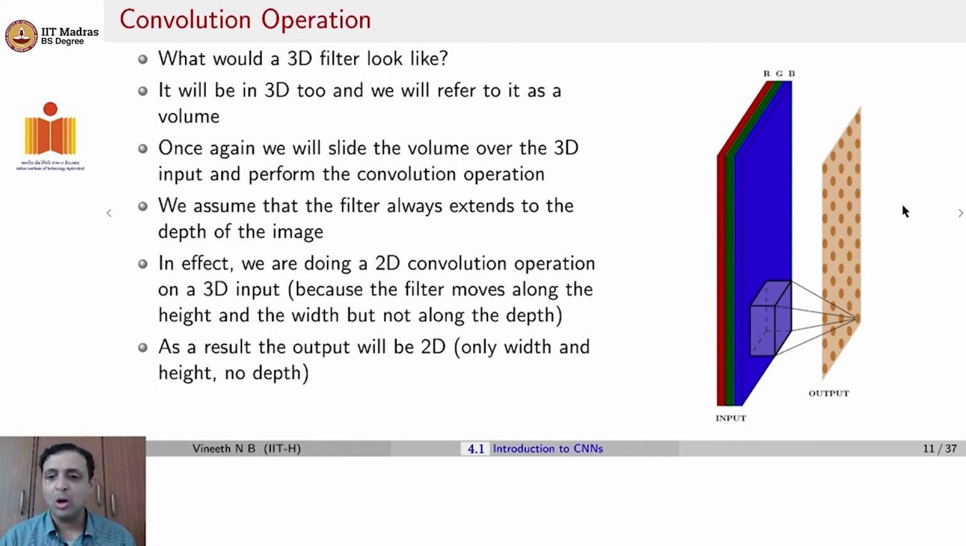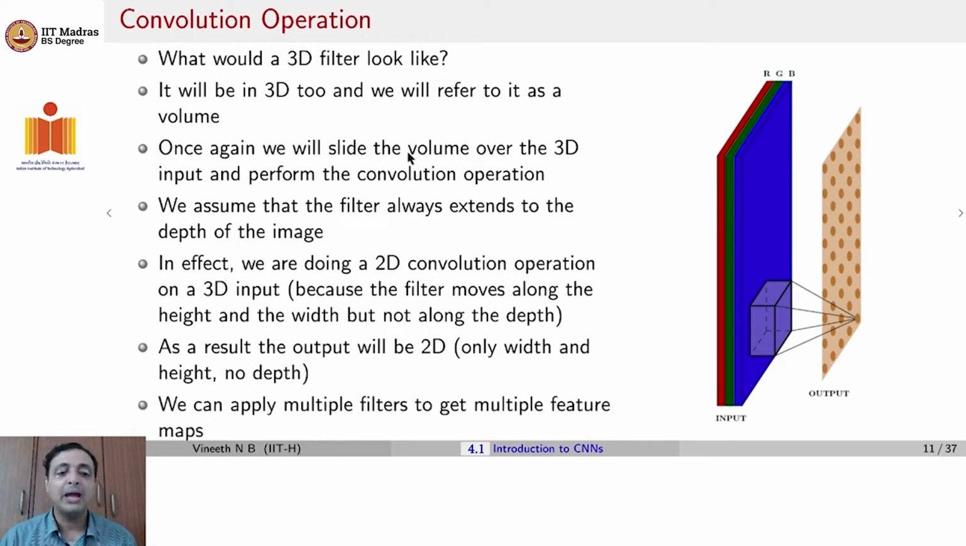Then can't you get a volume? Can't you get a 3D output here? You can, even with this operation, by defining multiple filters. If you define multiple such filter volumes, for each filter volume you would get one such output, or one such feature map. And by using multiple filters, you would get multiple such feature maps, which together form a volume.